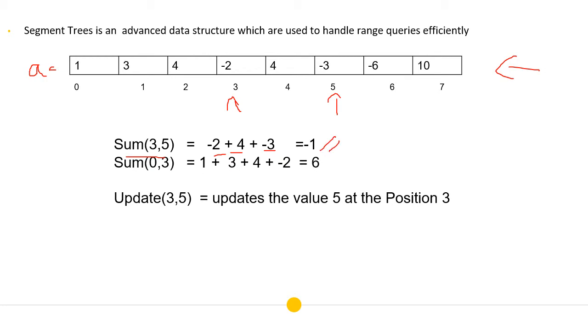So, sum of 0, 3, which means we go from the 0th index to the third index and we add it to get an answer. There is also another operation which is update query, where we update a value at a particular index. If we are given update of 3, 5, we update the element at the third index to 5.